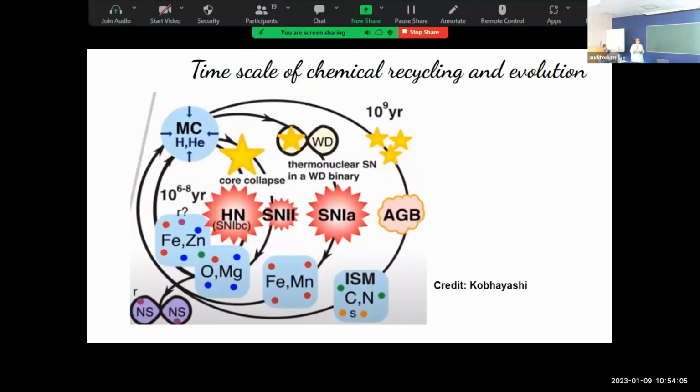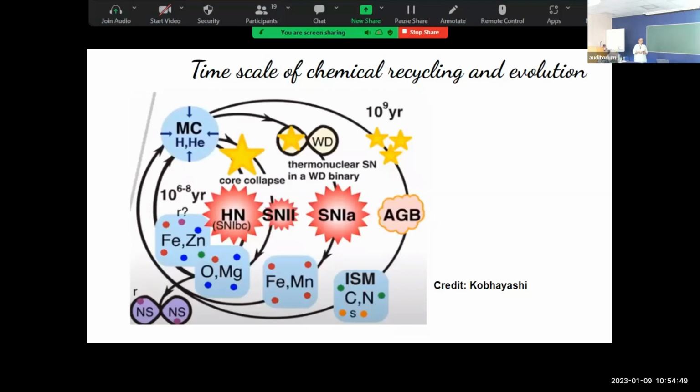Then the type 1A supernovae, which is a white dwarf in a binary system, would explode once the accreted mass becomes more than the Chandrasekhar limit. They produce most of what we currently see in the solar system or in our sun; most of the iron peak elements have come from type 1A supernovae. And the AGBs, the asymptotic giant branch stars, contribute carbon and nitrogen and the s-process, that is, the slow neutron capture elements. So there are different time scales at which different elements are enriched into the interstellar medium.